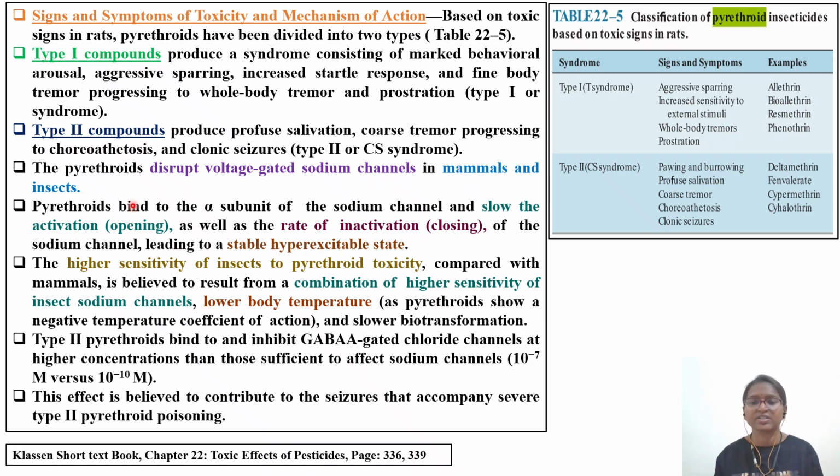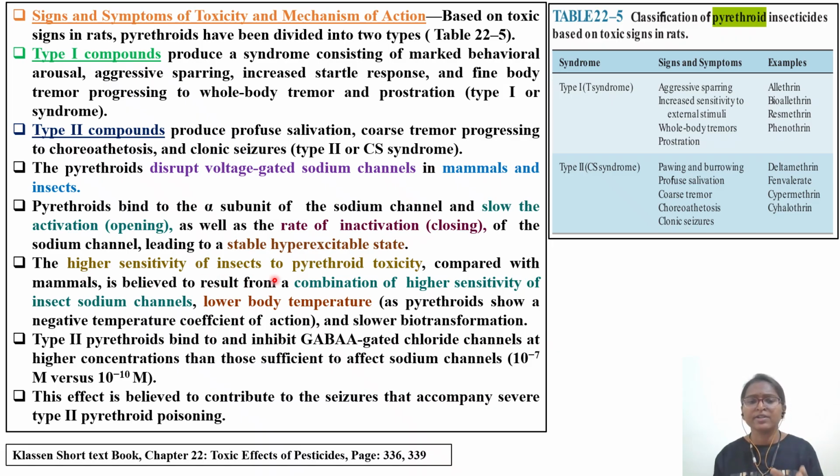Pyrethroids disrupt the voltage gated sodium channel in mammals as well as in insects. But mammals are less sensitive. They are more targeted towards the insects. Pyrethroids bind to the alpha subunit of the sodium channel, slowing the activation opening as well as the rate of inactivation. Closing won't happen, leading to a state of stable hyperexcitability.